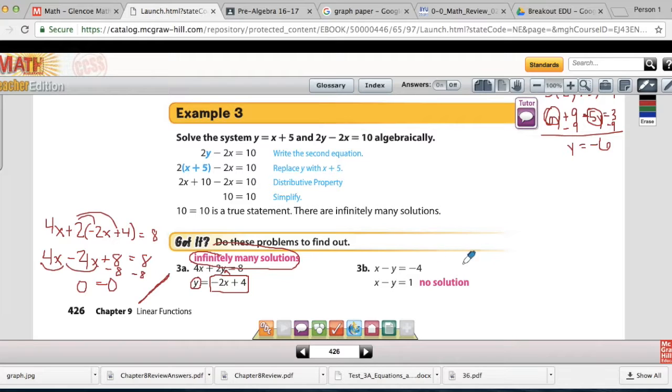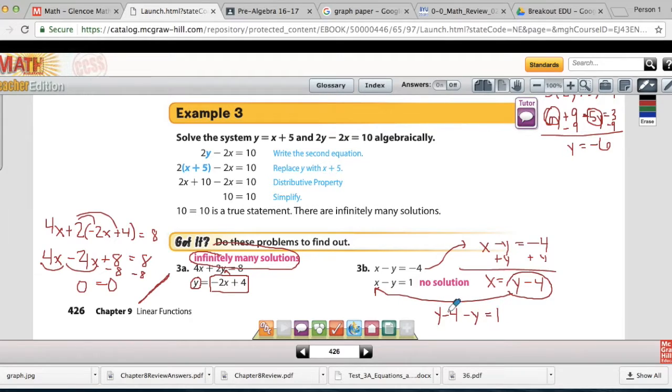In example 3, we have x minus y equals negative 4. And I'm just going to solve that for x by adding y to both sides. Plus y, plus y. x equals y minus 4. And so let's put y minus 4 in for x here. y minus 4 minus y equals 1. We have y, take away y, which is 0, and then we have negative 4 equals 1, which we know is not true. So there is no solution to that system of equations.